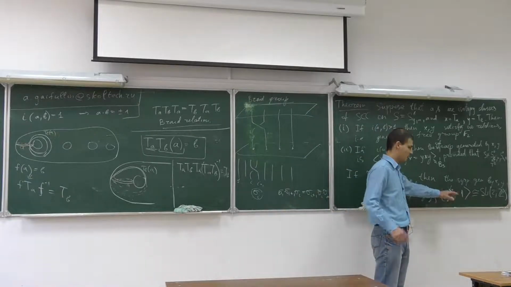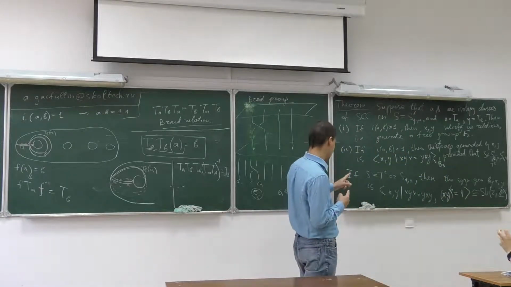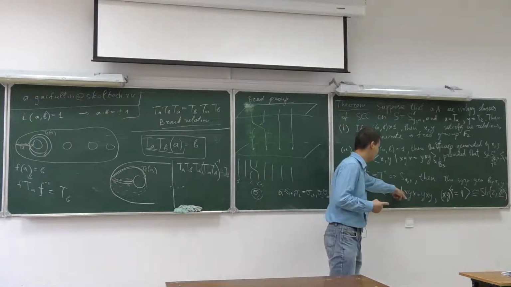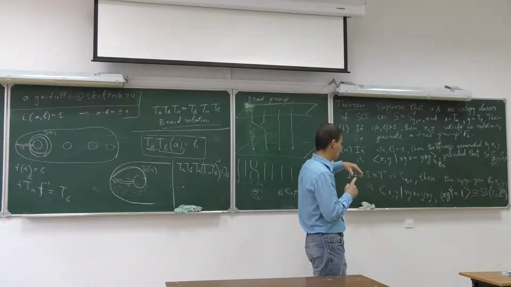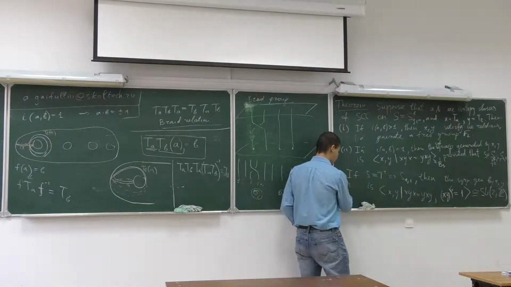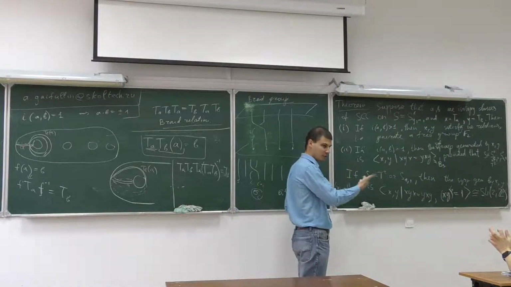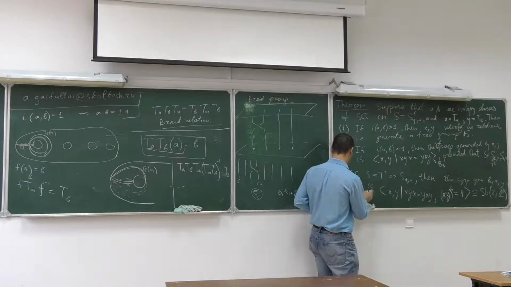Yes, this should be the center of the braid group. XY. Well, XYX is a rotation by 3, so XYX cubed is a full rotation of the braid, and this is the. Oh, sorry.